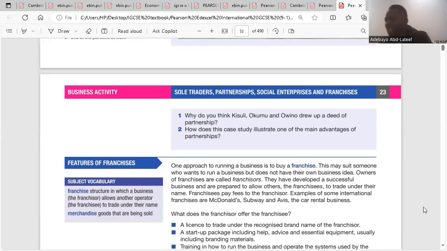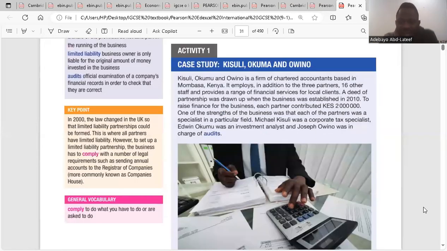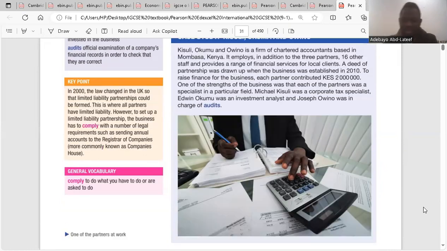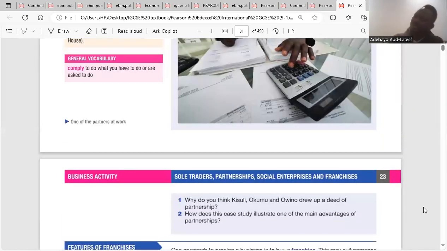The main advantage of partnership is that they have speciality. Different people have different skills, yes or no? So as in this case, Kisulu, Okumu, and Owino are specialists. One is a cost accountant. They said Michael Kisulu was a corporate tax specialist. Okumu was an investment analyst. Joseph was an auditor. So they have different skills. So that's an advantage for them. Is it clear? So that's partnership.